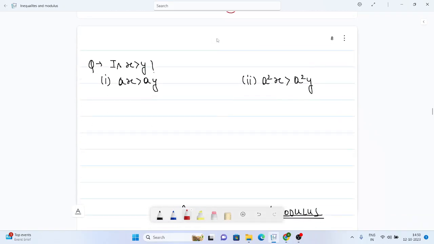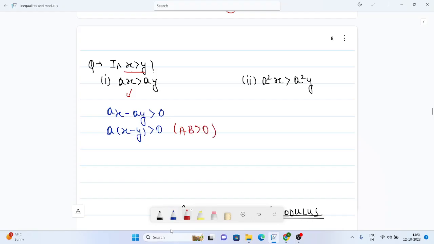Now is x greater than y? He asked whether x is greater than y can be proved from these two conditions alone, or both together is sufficient or insufficient to prove this expression. So if I take the first one, it is ax minus ay is greater than 0, right? So a(x minus y) is greater than 0, right? So again it is a case of ab is greater than 0.